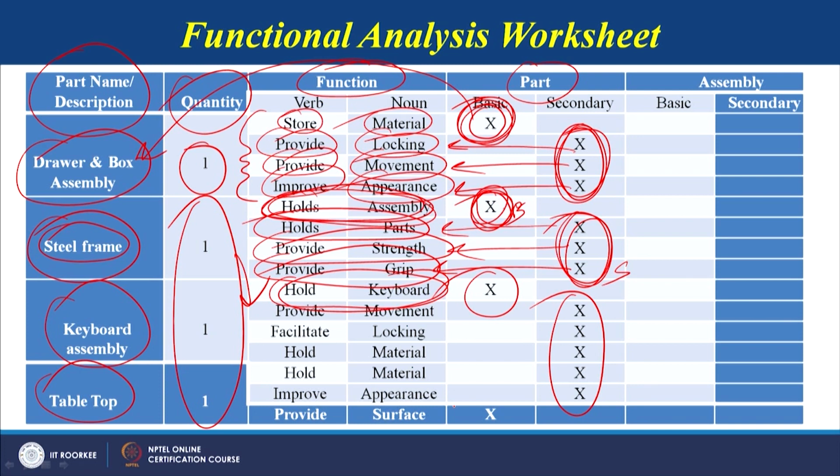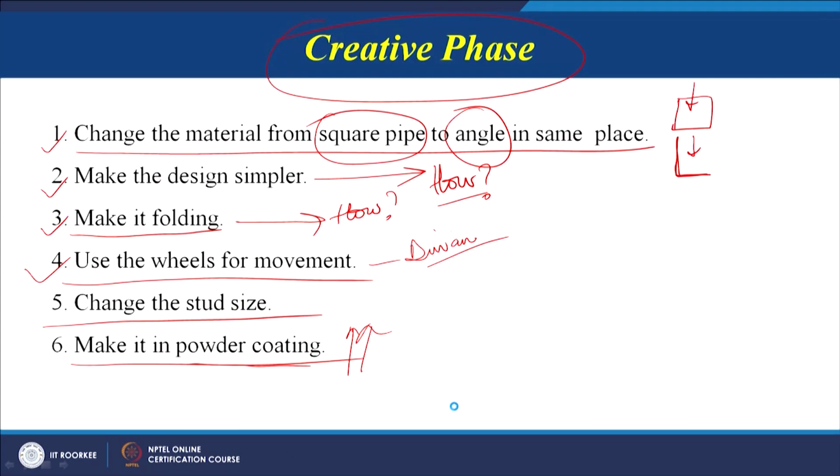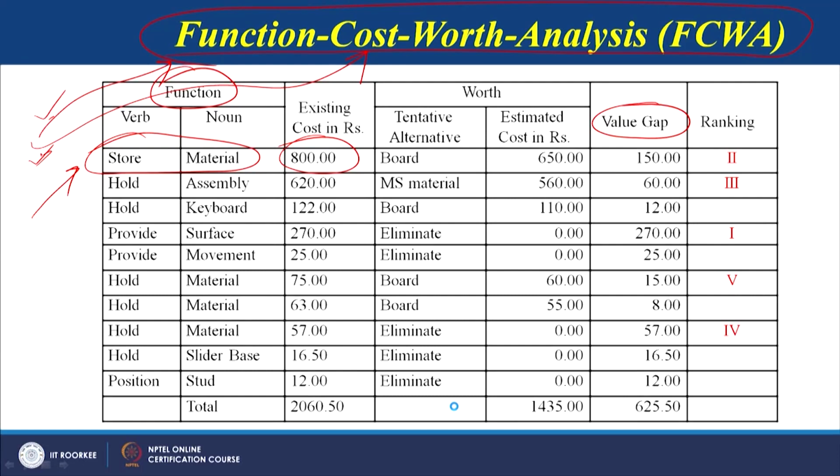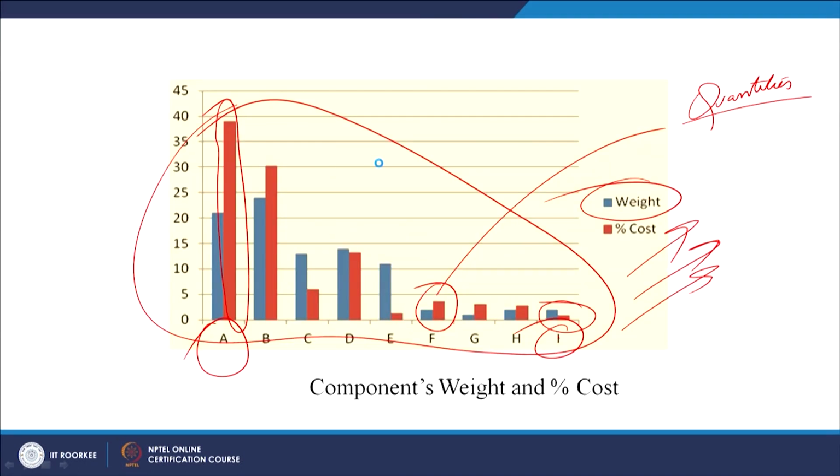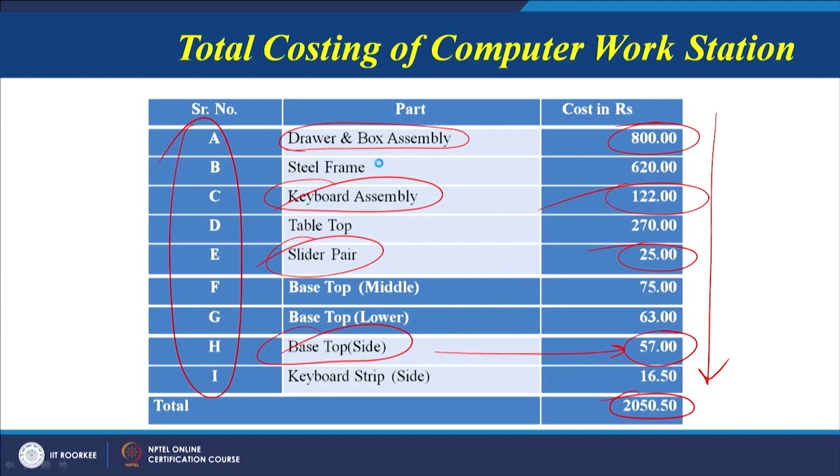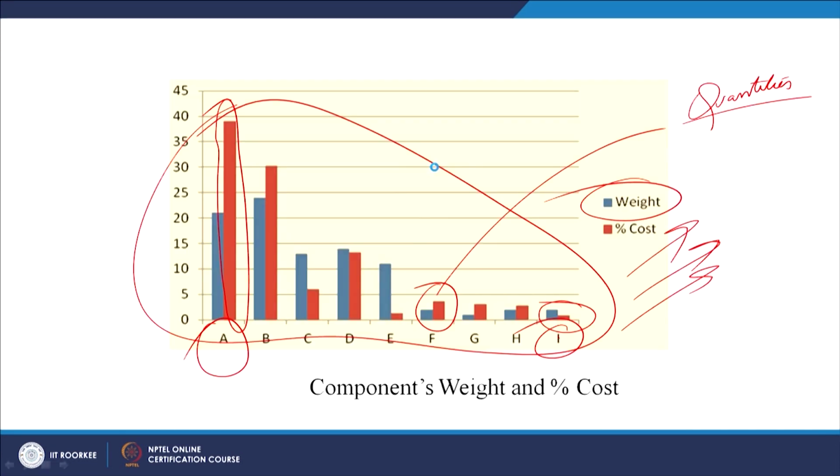So, let us now go back and see how we are trying to achieve our target. Now, store material 800, hold assembly, hold keyboard. Basically our focus primarily now is on the basic functions only, and what is the existing cost? 800 rupees. Hold assembly 620 rupees. Let us try to see what is 620. So, 620 is the steel frame, 800 is the drawer and box assembly, then 122 is keyboard assembly.